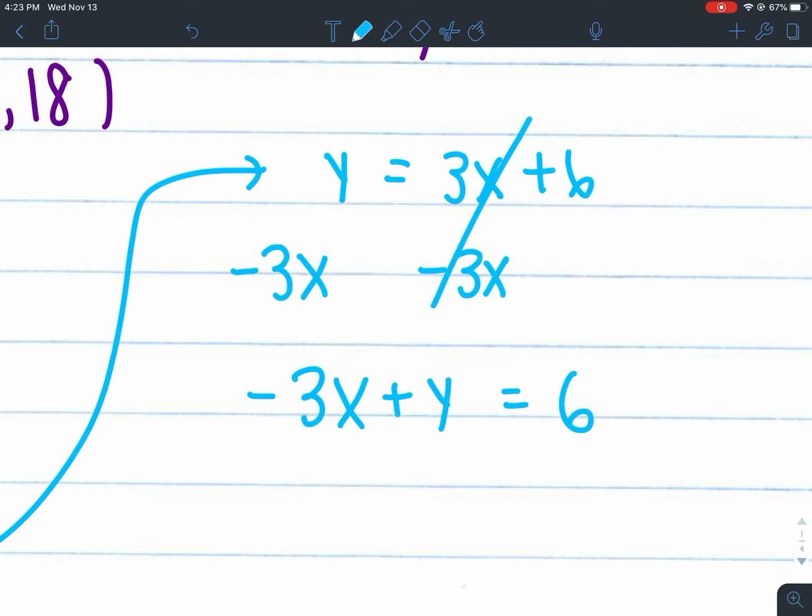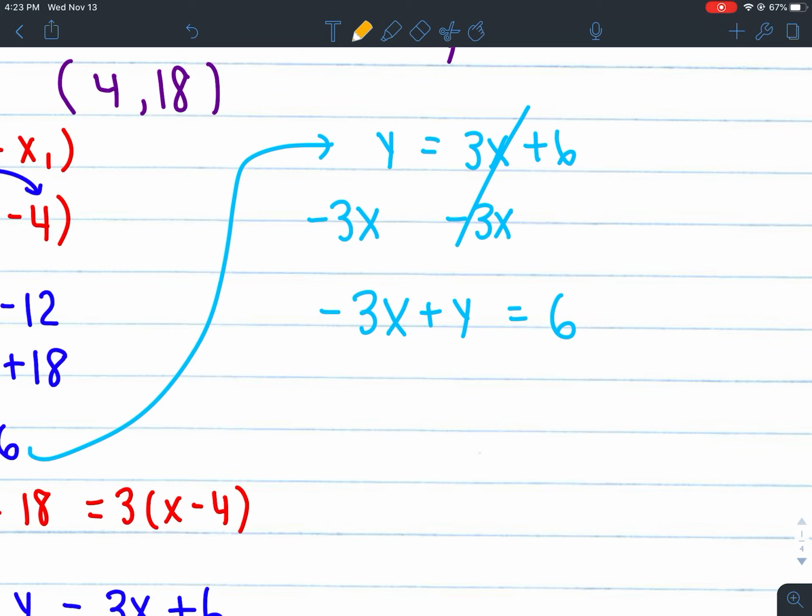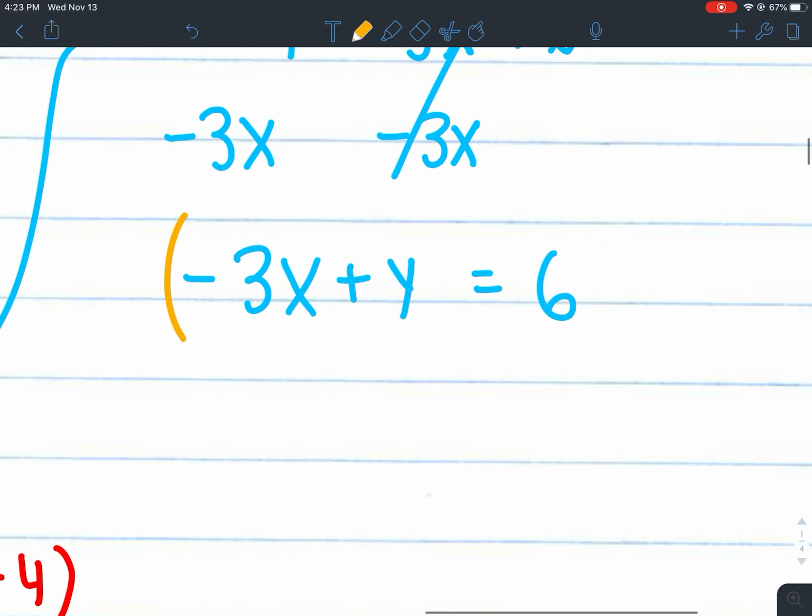Now, some people might stop here and think that this is standard form. But why is it not standard form? Well, x and y are on the same side. I don't have any fractions or decimals, but my a is not positive. A is negative 3, so I need to turn it to positive 3. Well, the only way for my negative 3 to become positive 3 is if I multiply it by negative 1. But when I multiply, I have to multiply every single term.